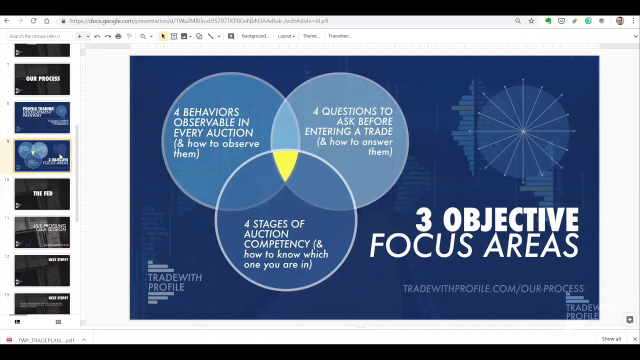And then 4 stages of auction competency. Stage 1 is I don't know what I don't know, that's an unconscious incompetence. Stage 4 is a conscious competence. So you know what you know so well that you don't even really have to think about it that much.